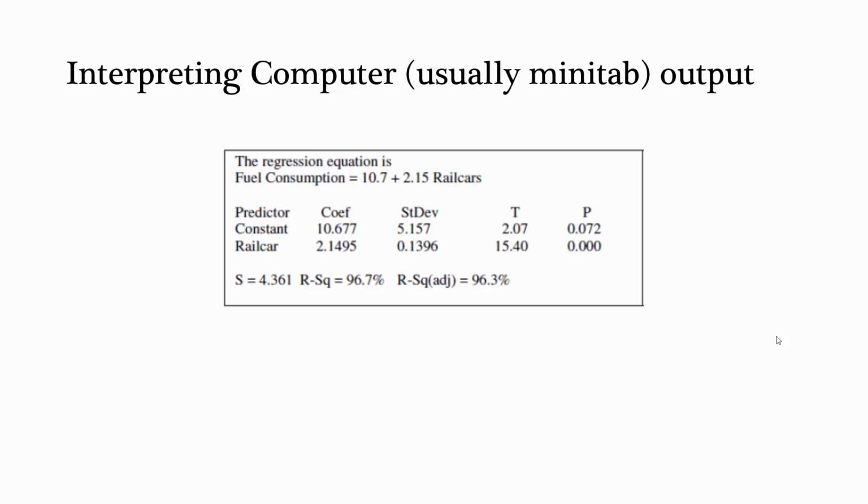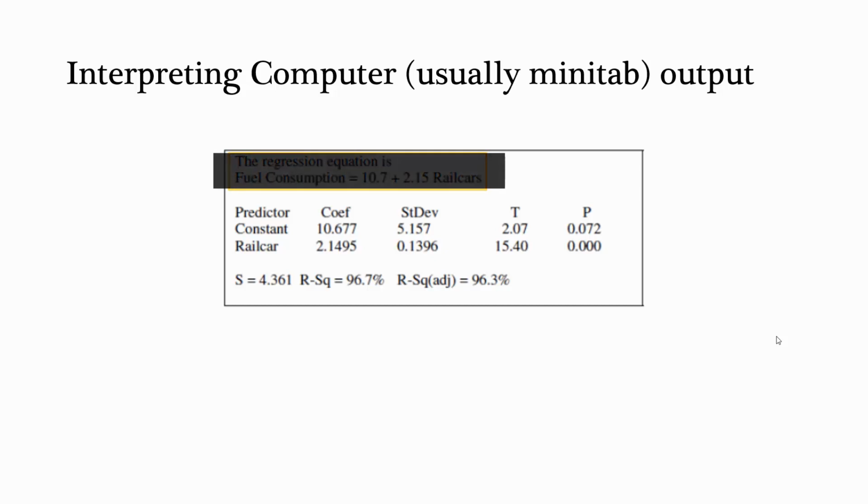Now, what if we weren't given all of the data points and we were just given a computer printout such as this? This is very common in statistics questions. So the first thing you'll notice is that this computer printout, as I've highlighted in the yellow box here, tells us exactly what the regression equation is, that the predicted fuel consumption equals 10.7 plus 2.15 times the number of rail cars. But what if that was not given to us?